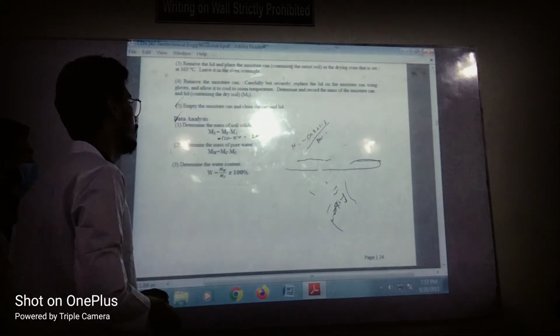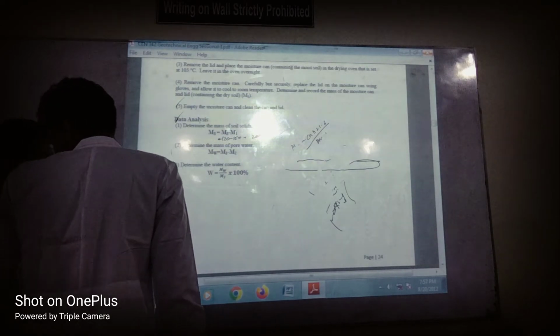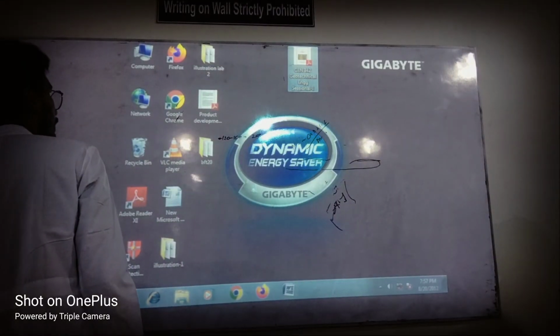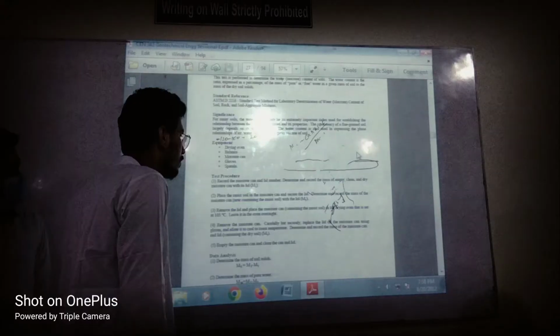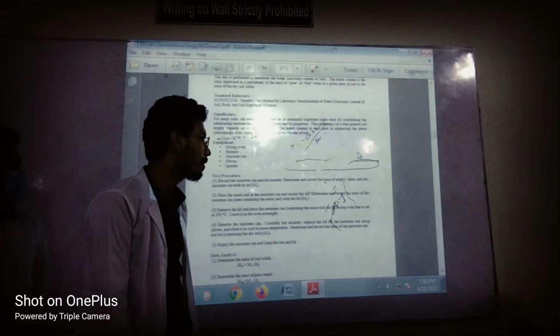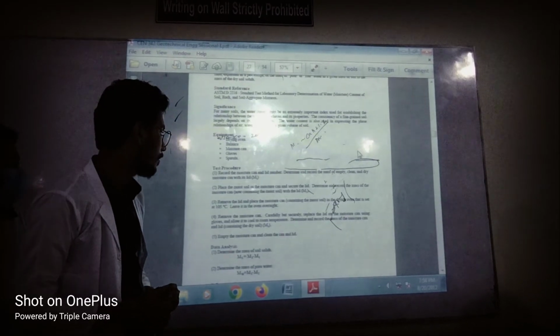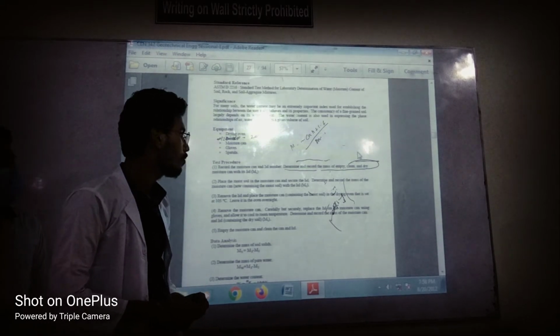Determine the mass of pore water, MW. MW is equal to M2 minus M3. Here M2 is the moist soil in the moisture can with the lid. Determine and record the mass of the moist soil with the lid.